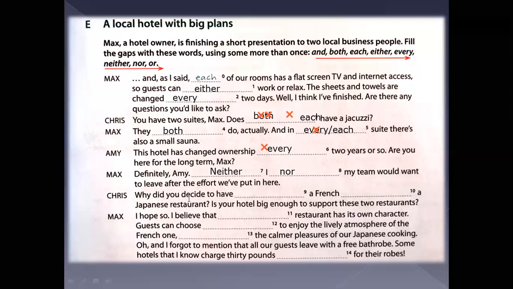So why did you decide to have both a French and a Japanese restaurant? Is your hotel big enough to support those two restaurants?